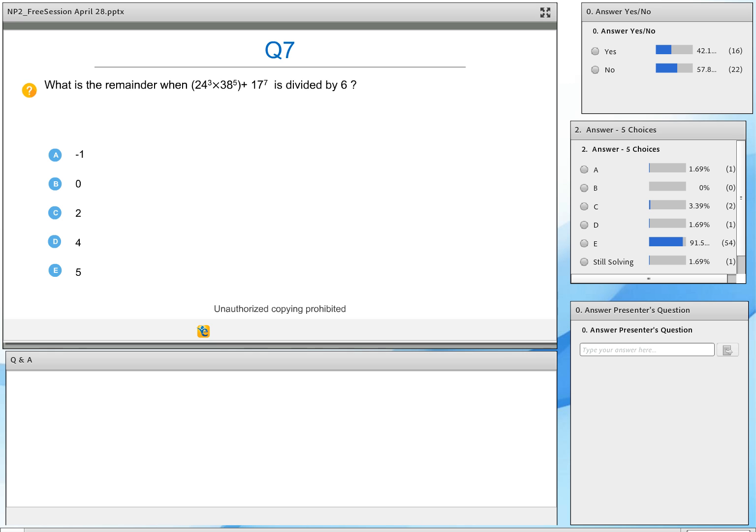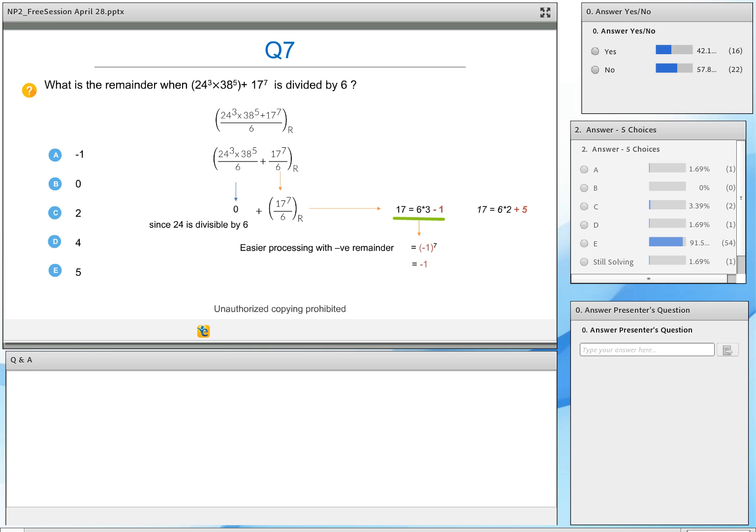All right, I'm going to end the poll now. Wow, almost everyone got this question correct. The correct answer is choice E, and it's just another question to practice negative remainders on. Over here you can appreciate that if you had to process it with a positive remainder, it would have really complicated the solution a whole lot. But now your calculations are very much simplified.